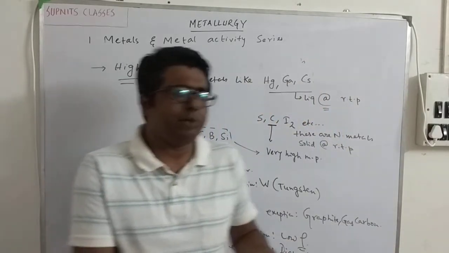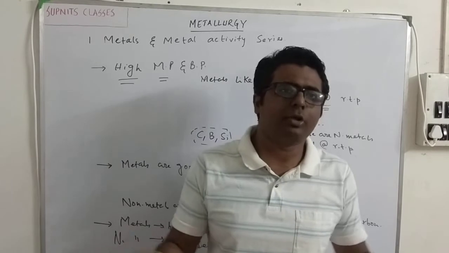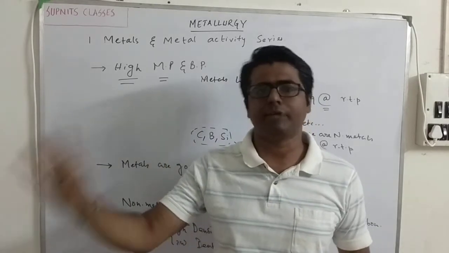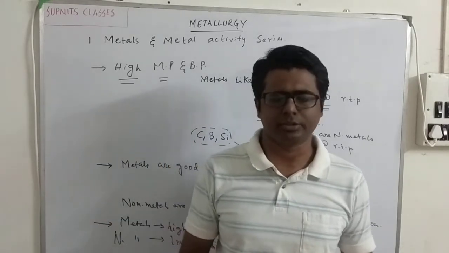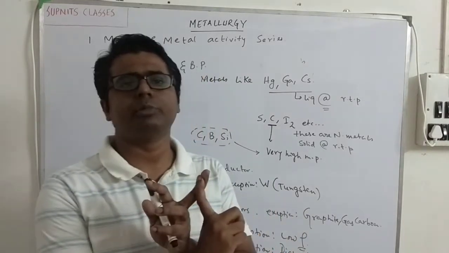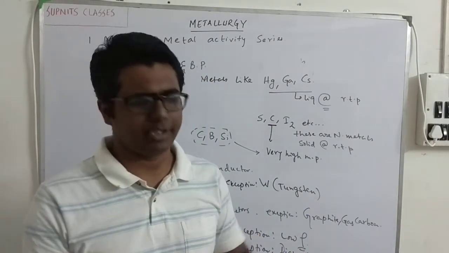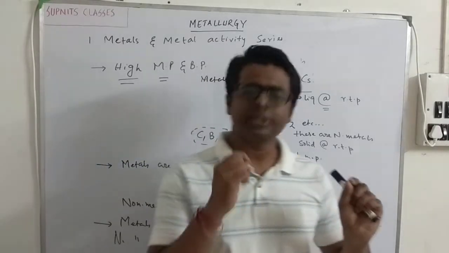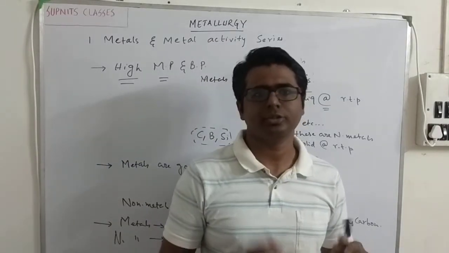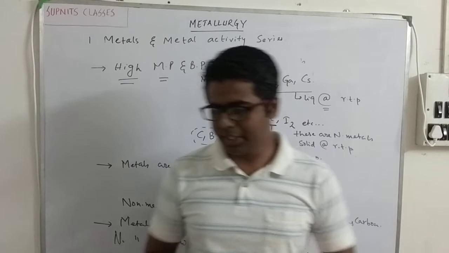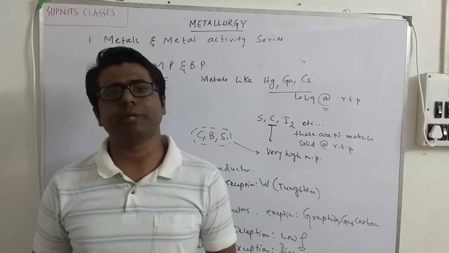But if you go to non-metals, non-metals are normally not lustrous. So what are the non-metals that are lustrous? Iodine, graphite. These are the non-metals that are lustrous. Iodine is difficult to remember because you do not see it in daily life. But graphite you see in your pencil. It shines. So it is lustrous.